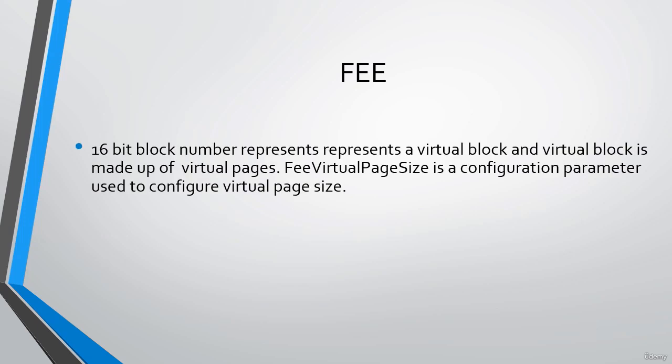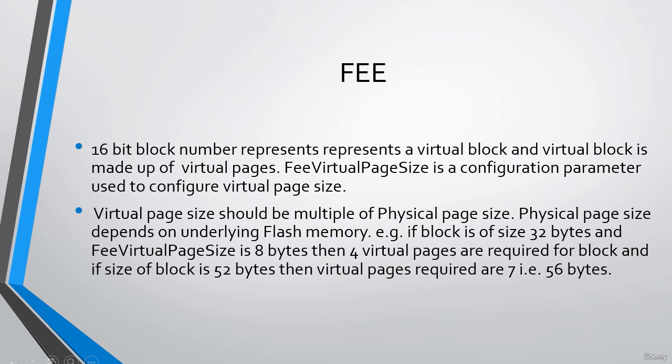Now the 16-bit block number represents a virtual block, and a virtual block is made up of virtual pages. So at the start of the course we spoke about pages, right? And this is the use of these pages. Here the virtual block is made up of virtual pages. So Phi virtual page size is a configuration parameter used to configure the virtual page size. So if we set this parameter, we will be able to configure the actual page size.